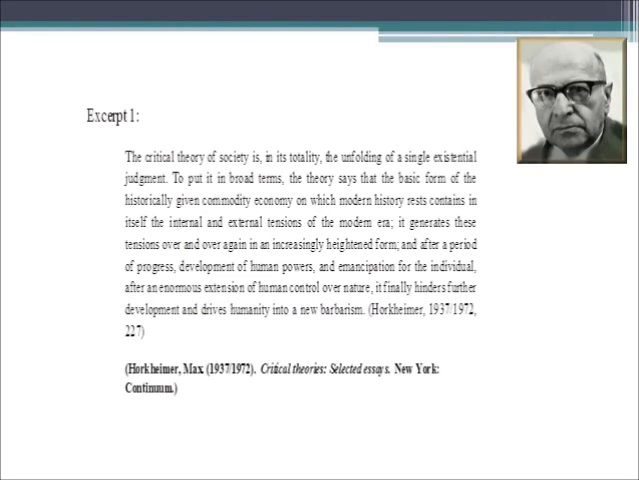Now, further on, the critical theorists, like the Frankfurt School, that's really what we're talking about here, expanded their criticism to science, technology, to instrumental reason, and a theory of the administered society.